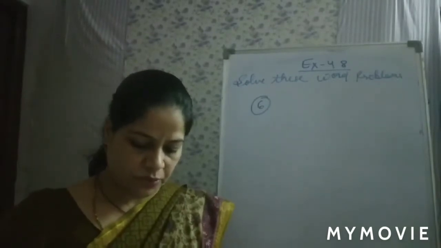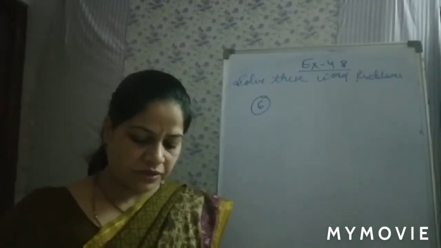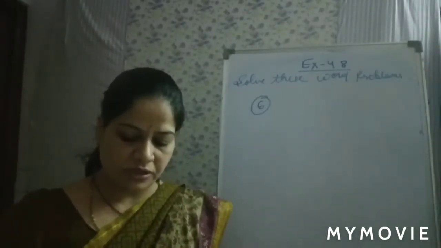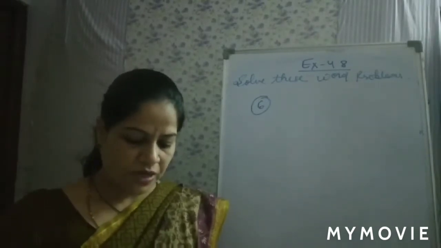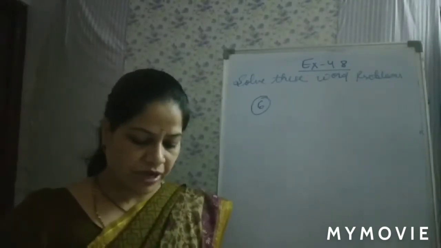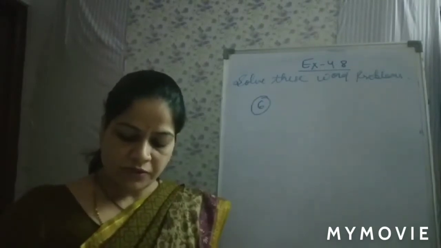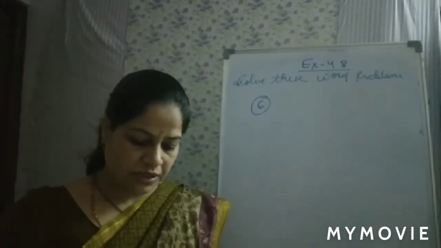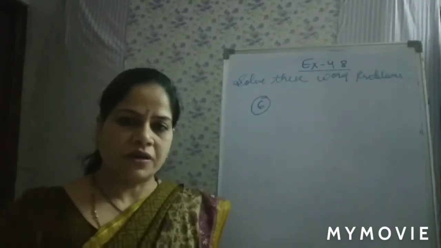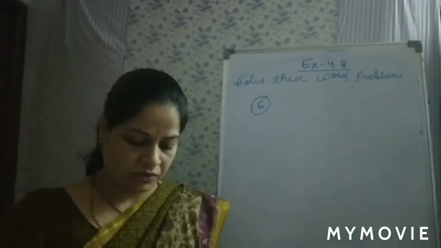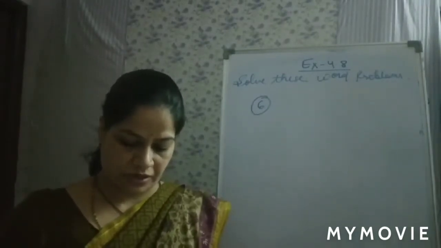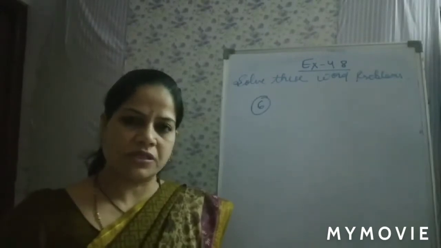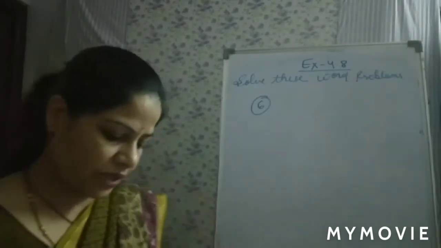Now the sixth word problem is 35 vans were arranged for carrying children for a picnic. If 8 children could sit in a van, in one van there are 8 children. How many children went for the picnic? So you have to find out how many children went for the picnic.